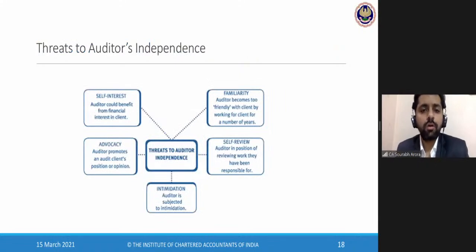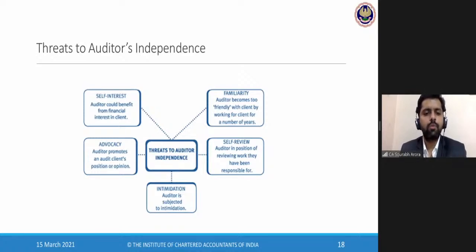Then threats to auditors' independence. What are the threats to auditors' independence? This is just for understanding, no need to remember this. First is self-interest: the auditor could benefit from a financial interest in the client. For example, being a shareholder, if the wealth of the organization increases, the shareholder value increases. It can also induce him to follow some unethical business practices just to meet his own self-interest.